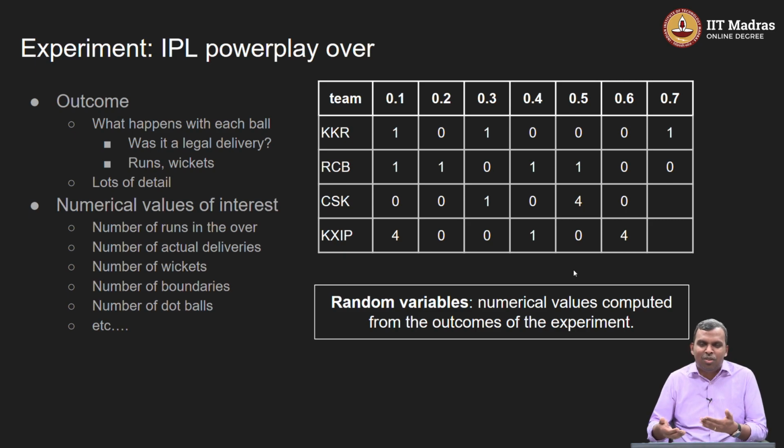But one can always associate a numerical value with any set, and that way numerical values are interesting to consider. Naturally in experiments like this, several numerical values show up, right? You see that the number of runs in the over may be of interest to you, number of actual deliveries in the over, number of wickets, number of boundaries, number of dot balls. There are some connections between these numbers, but nevertheless they are all numbers, and they are objects of interest, and they can be more readily and easily understood than the entire detail of what happened in the over, right? So it's a more complicated occurrence.